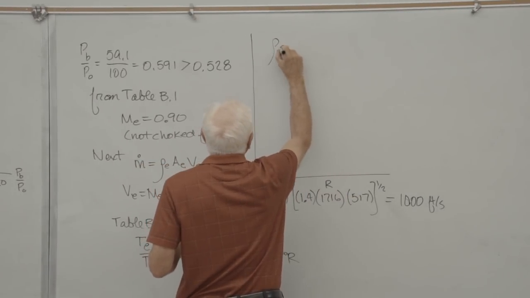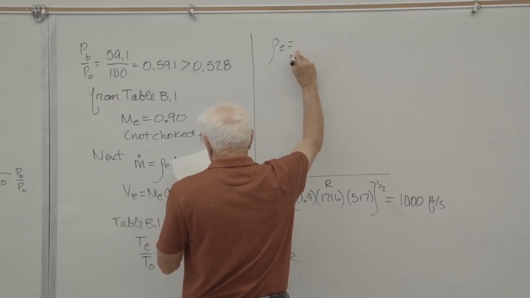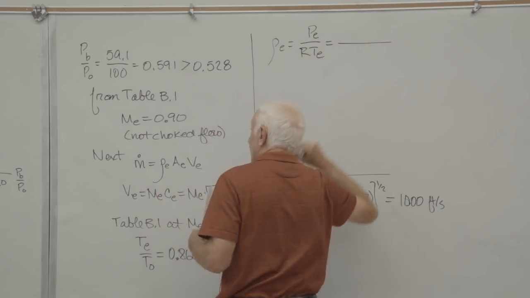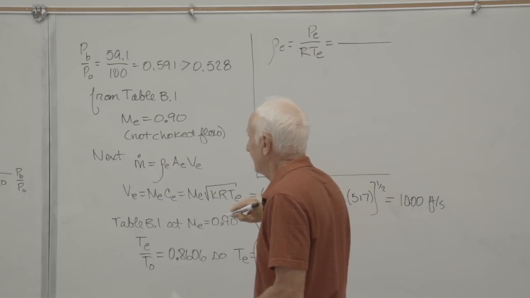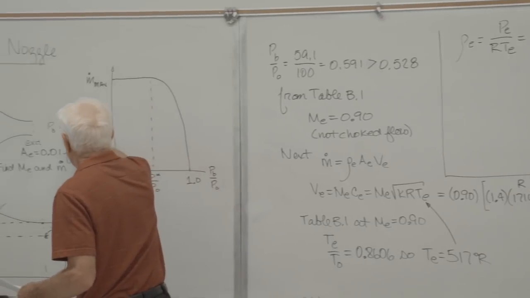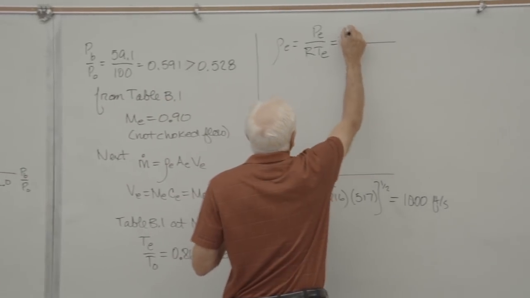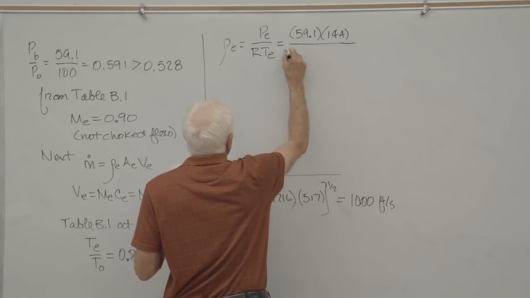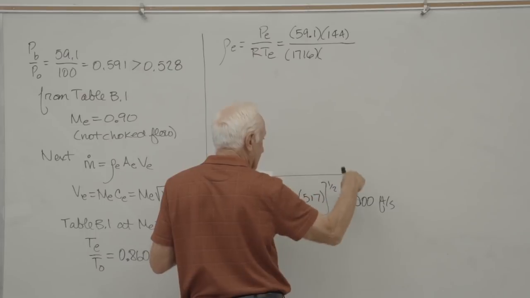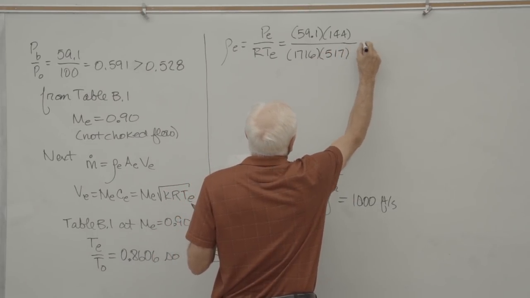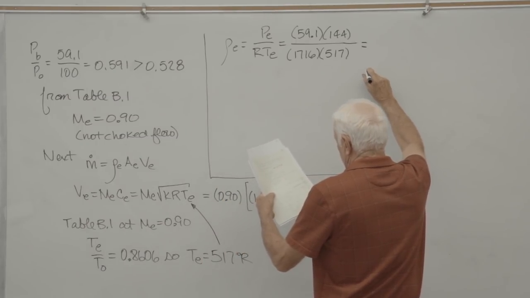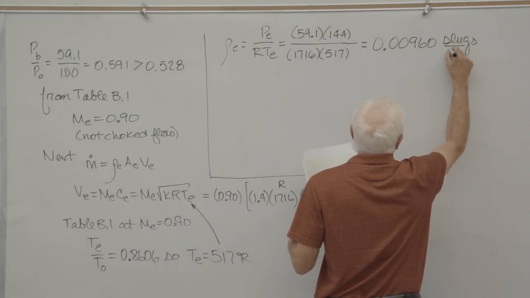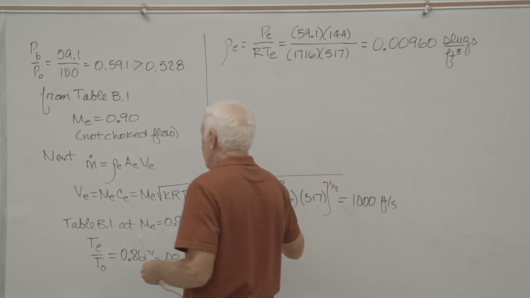I'm going to get the density at the exit, P over RT. So P exit over R T exit. The pressure at the exit is P back, 59.1. We don't want inches anywhere, so multiply by 144 to get it in square feet. R is 17.16, T exit 517. Density at the exit is 0.00960 slugs per cubic foot. So we got that. We got velocity.